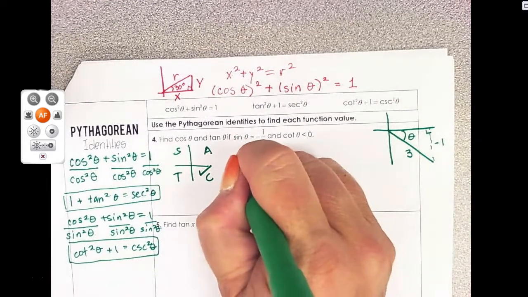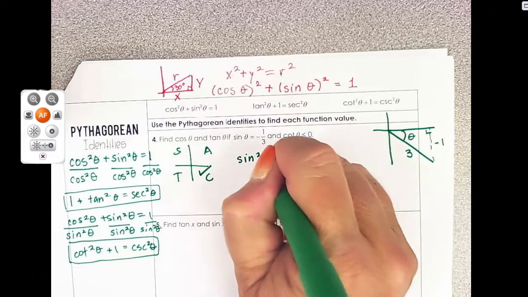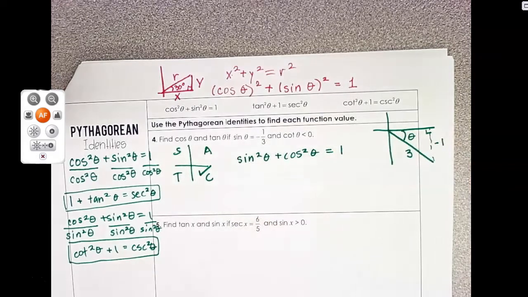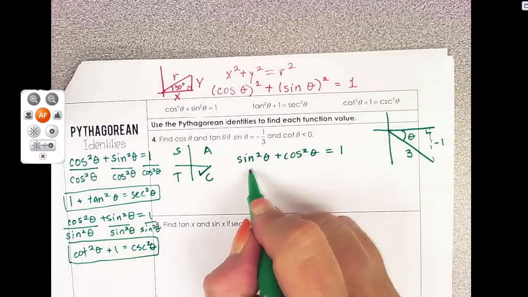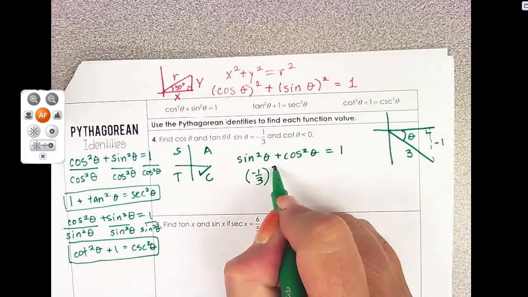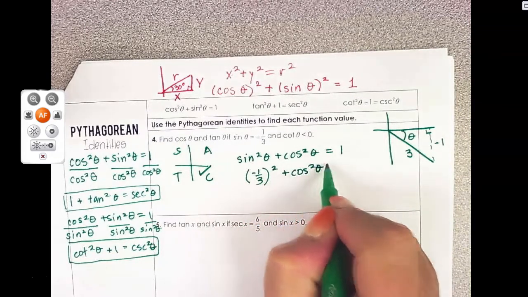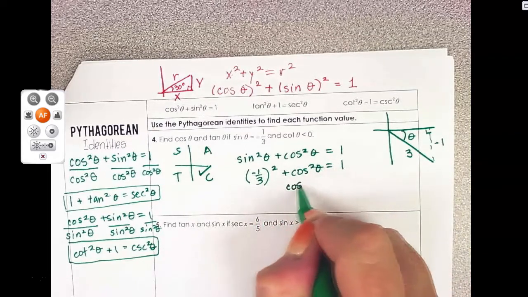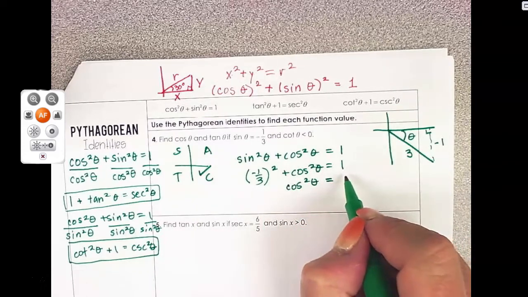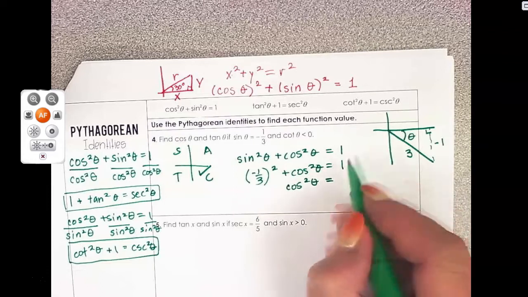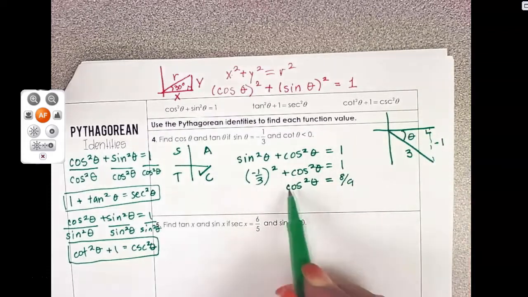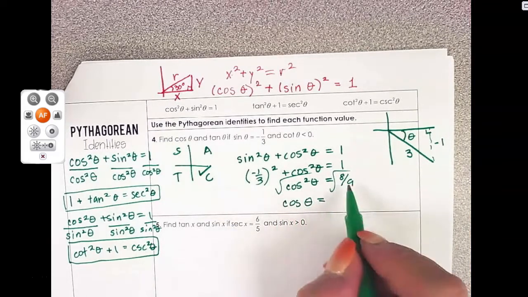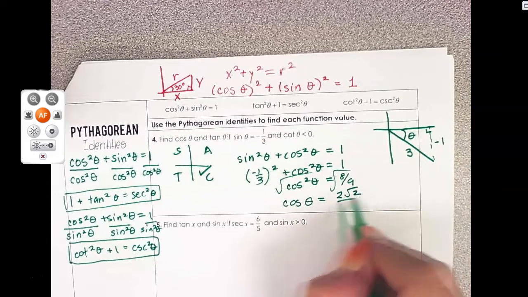If I just write out my Pythagorean identity, sine squared plus cosine squared equals 1, I could substitute what I know. I know the sine, and so when I square that, that'll be 1/9, and if I subtract it from both sides, I get 8/9. And so then to find the cosine, I just square root both sides. So the cosine of that theta is square root of 8, which is 2 radical 2 over 3.